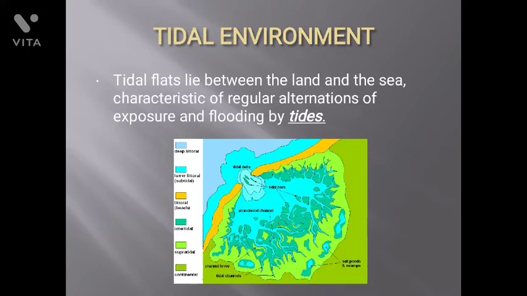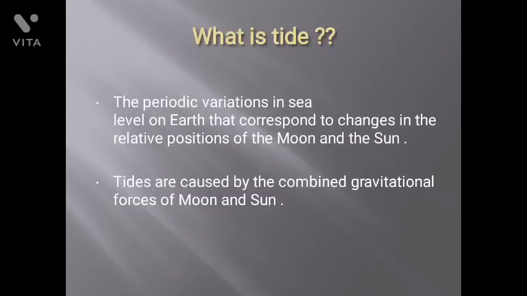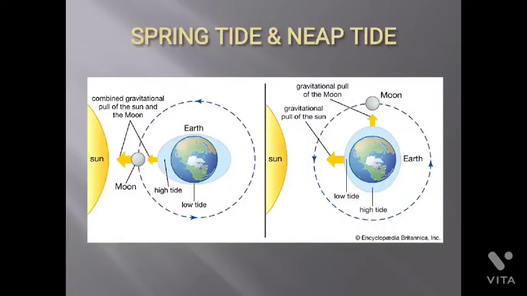Now, what is the tide? Tides are the rise and fall of sea level caused by the combined effect of the gravitational force exerted by the moon and the sun and the rotation of the earth. There are mainly two types of tides, the spring tide and the neap tide.